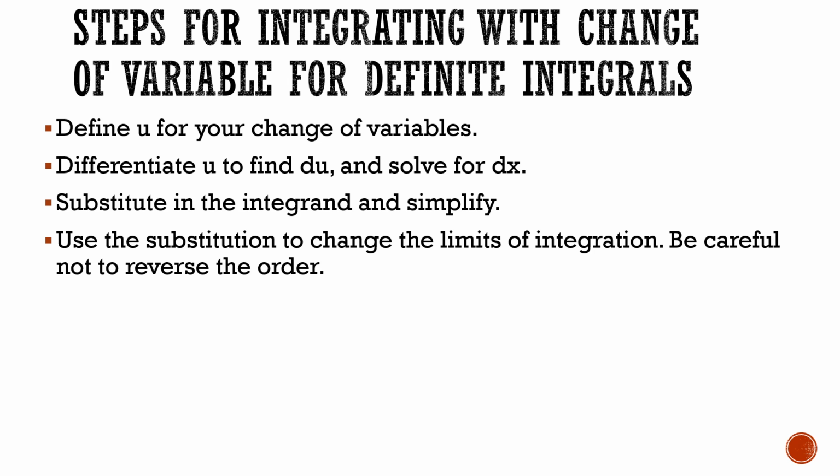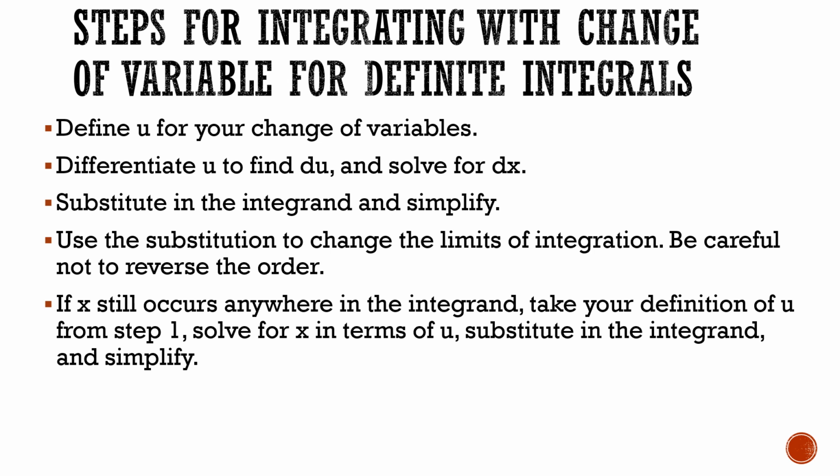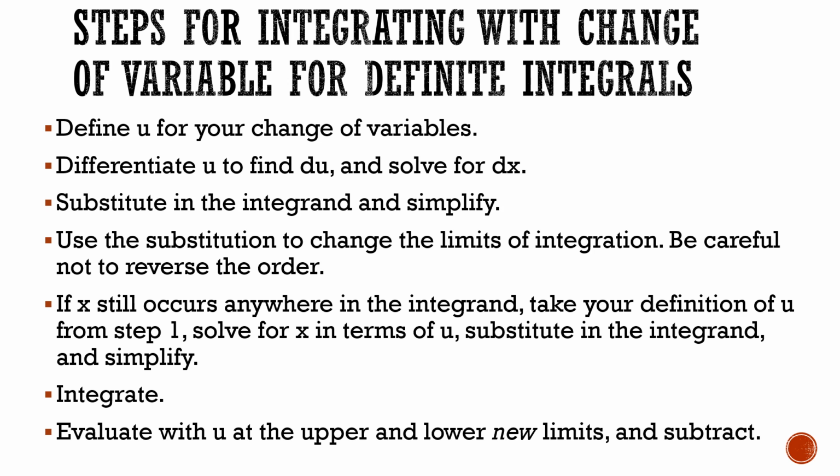If you plug in the bottom bound, whatever number you get out is still your bottom bound. And if you plug in the top bound, whatever number you get out is still your top bound. Sometimes, and it's not just these types of problems, really any type of problem, you're left with an additional x or x squared in your problem. Well, then you just solve for x using your u, simplify that, and plug that into your integral. And then lastly, you integrate and simplify.